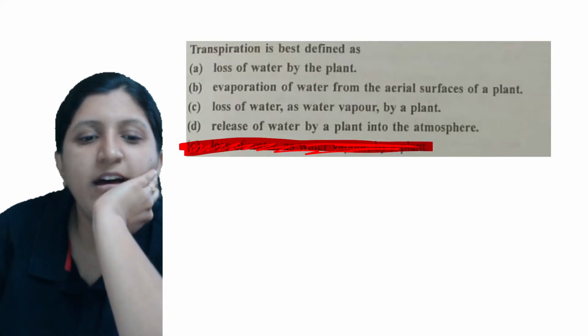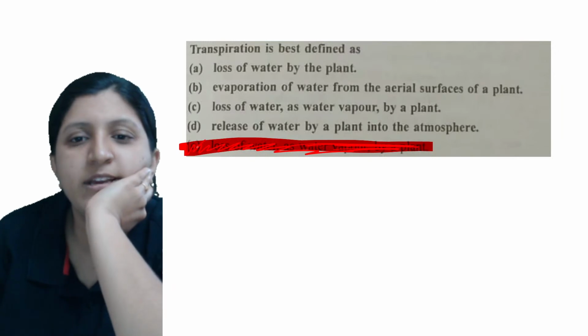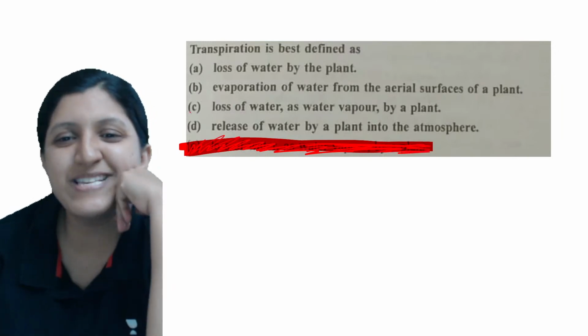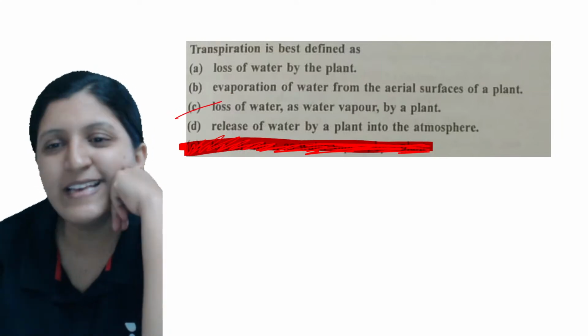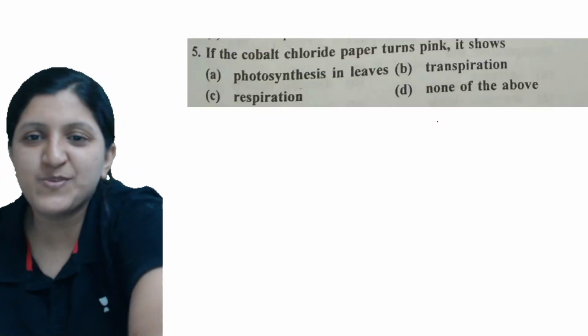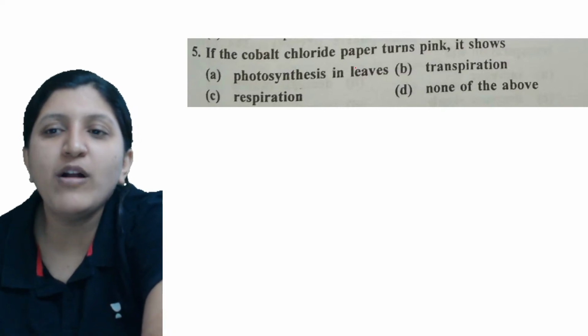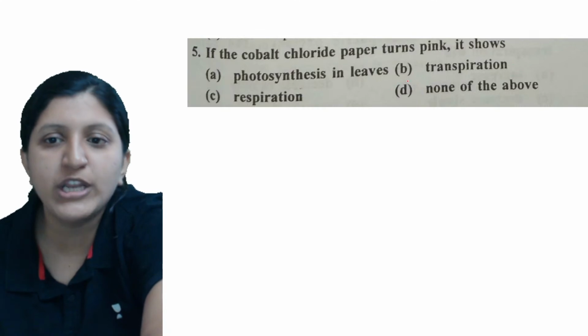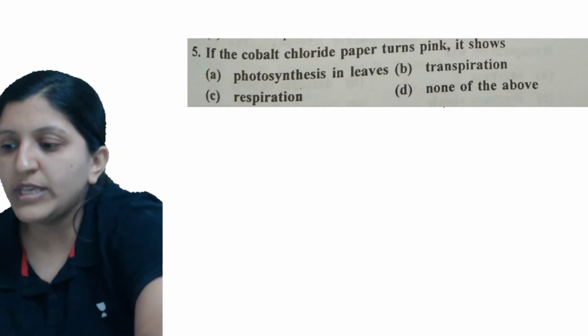So anyway, the answer is given there. This is loss of water as water vapor by a plant. Now, if the cobalt chloride paper turns pink, it shows photosynthesis, transpiration, respiration, or none of the above.